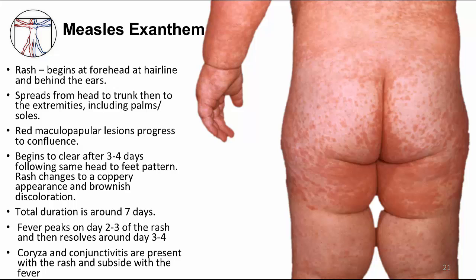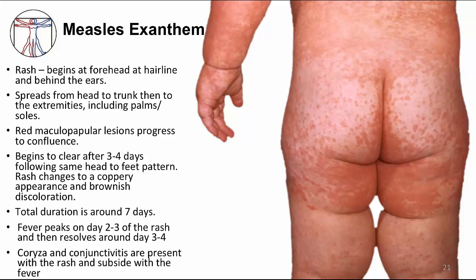The other clinical signs and symptoms are seen when the rash appears. Fever peaks on day 2 or 3 of the rash and then resolves around day 3 or 4 of the rash with resolution of coryza and conjunctivitis. So what exactly causes this rash? Well, we don't really know. It could be from infection of the keratinocytes or from the T cell response to measles virus replication in the endothelial and epithelial cells of the skin.